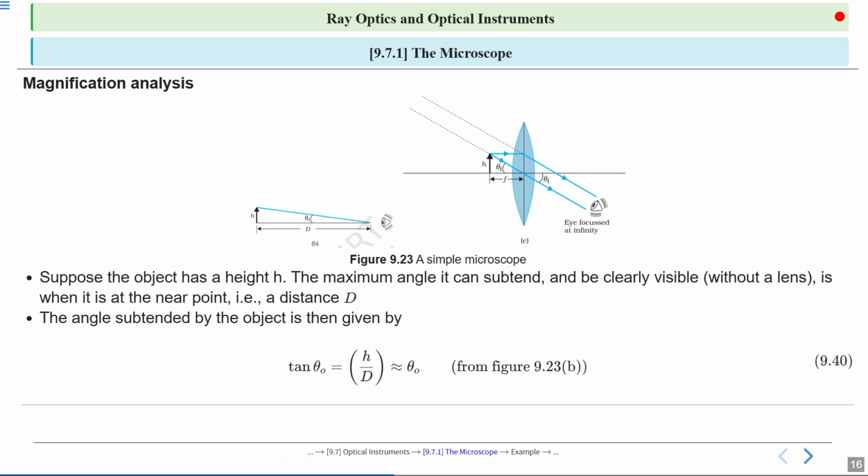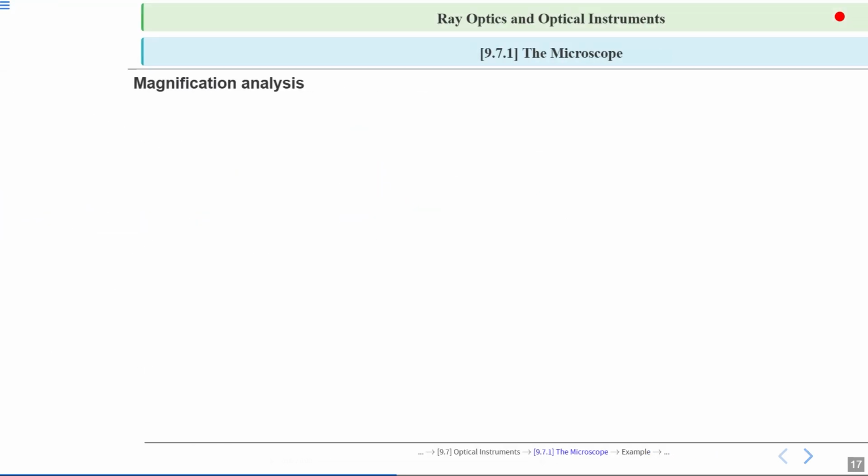So here we have the mathematical expression for the angle subtended by the object. The angle subtended by the object is not theta I, but theta naught. Why? Because we are taking the object to be at near point. Then the angle subtended by the object is taken as theta naught, when the object is placed at near point, that is equal to 25 centimeter. This formula shows the relationship between the object's height, the distance to the near point, and the angle subtended. Understanding this relationship helps us quantify the magnification achieved by the microscope.